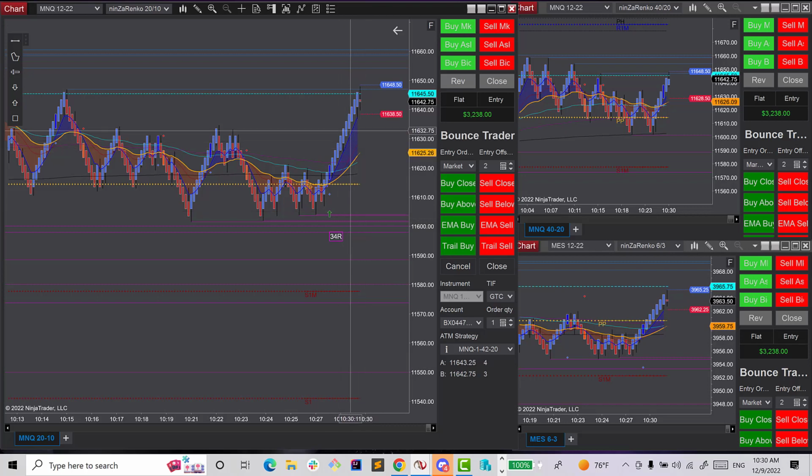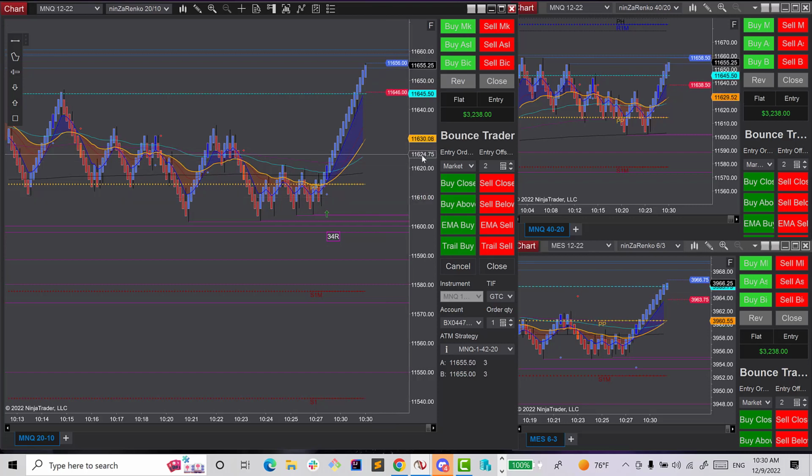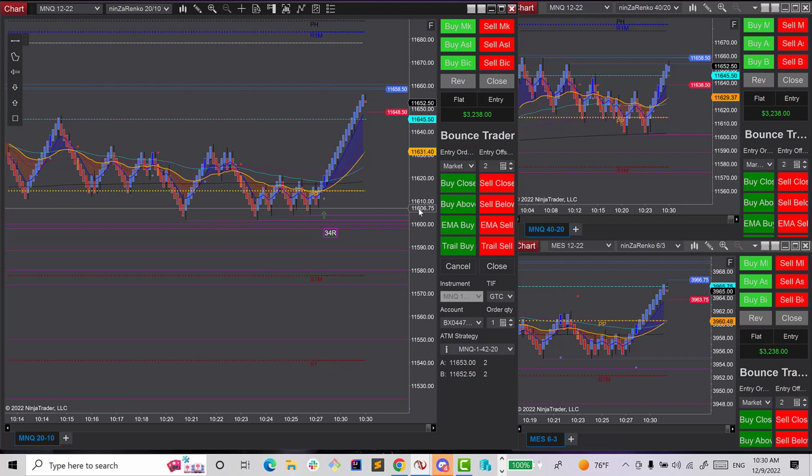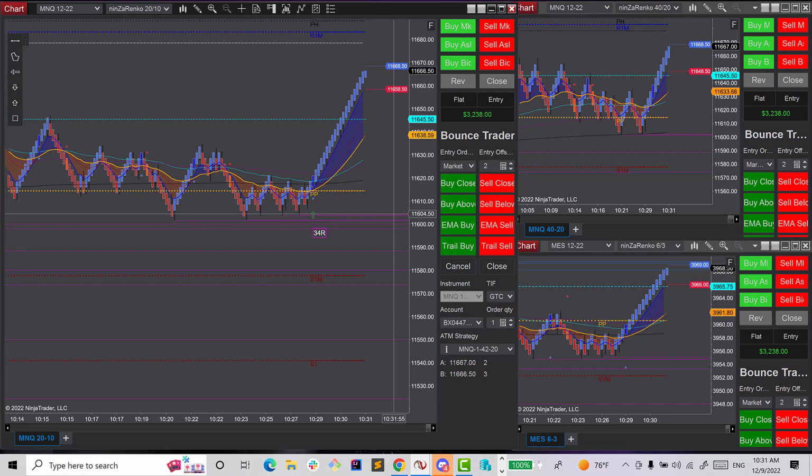Now we're angulating long, so we're looking for longs only. Yeah, it seems like price is going to take off without giving us a signal. While we're waiting, I'll just mark what would be a setup here. Would be 34R, 34B. This would be 34B.